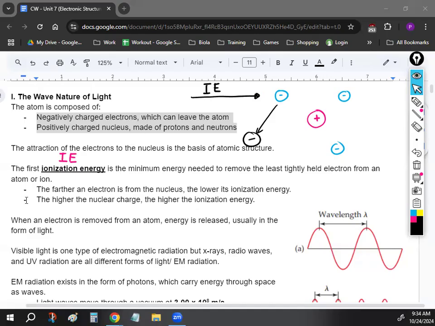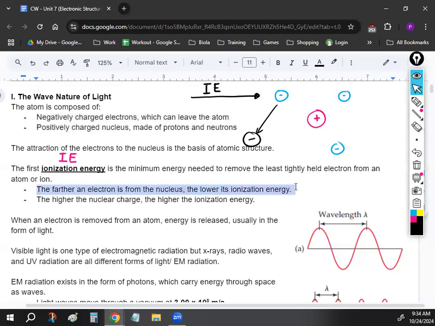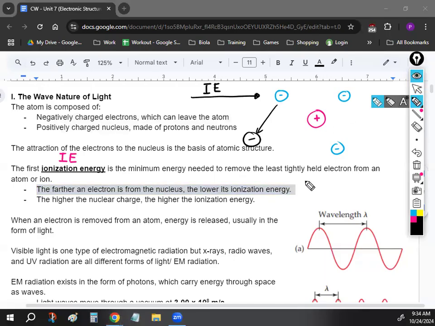All right, so there are two concepts that come with that. The first is this one right here. The farther an electron is from the nucleus, the lower the ionization energy. Basically, it takes less energy to remove an electron that is far away from the nucleus. So the further an electron is from the nucleus, the easier it is to remove it, so we say it has a lower ionization energy.